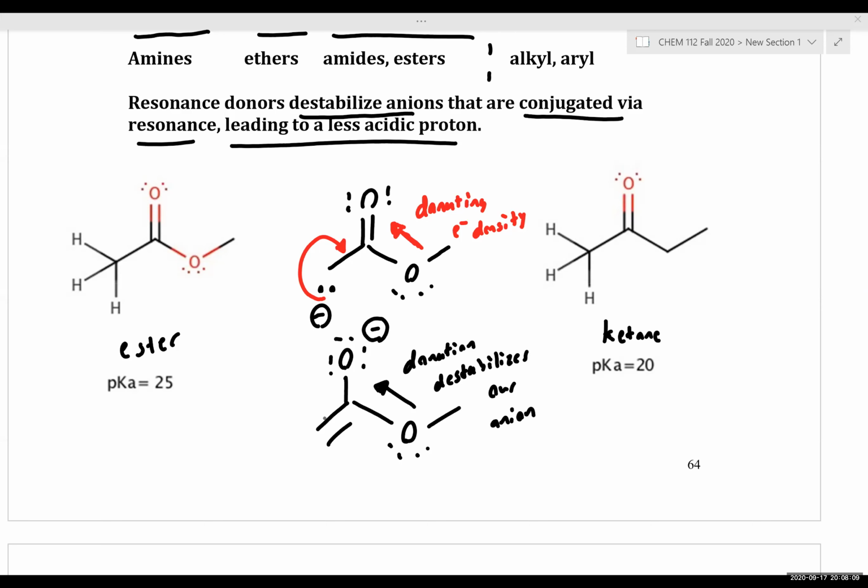If we compare that to our ketone functionality, we are able to generate an anion, and that anion does not experience destabilization from resonance donation. So we can engage in the typical resonance delocalization that we've seen for ketones and other carbonyl functionalities. Does this example make sense to everyone? Does everyone see how resonance donors can destabilize our anion? Any questions on this idea?